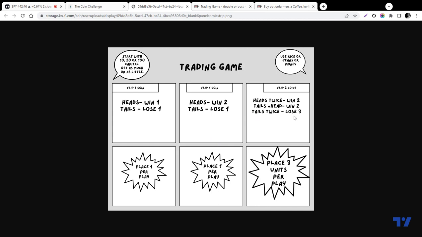And then the third, you have to flip two coins. And this is how we get the higher frequency of winning. Heads twice, you win two. Heads and tails, and after two flips, you win two. But if you get tails twice, which happens 25% of the time, you have to lose three.